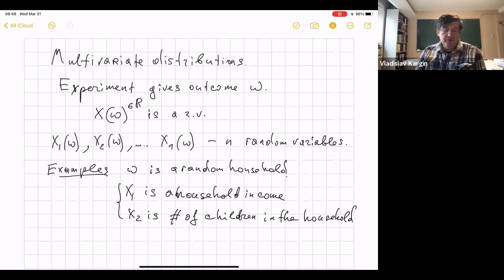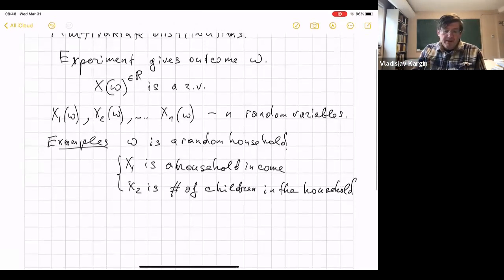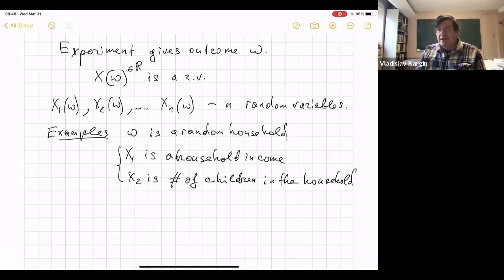It gives us more information, so we can study just household income or just the number of children in the household. But typically there is some relationship between household income and the number of children. You can say that if there are more children, then the household income is larger, something like that. You can start to study whether there is some relationship between two random variables. And there are plenty of examples of this.